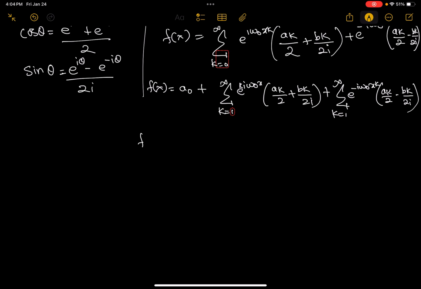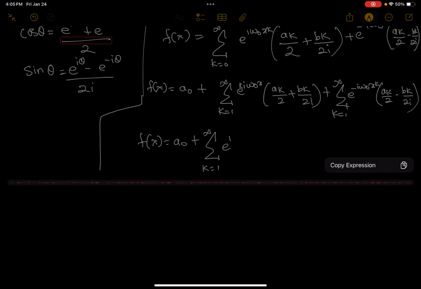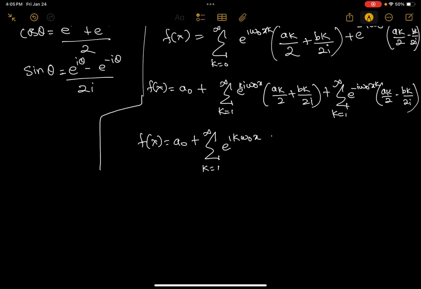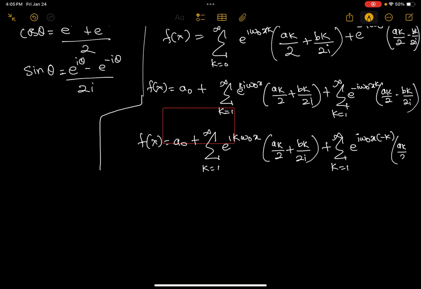I should not be forgetting the k over here, over here, over here. So f of x now becomes a naught plus the sum from k equals 1 to infinity of e to the power I k omega naught x times a sub k by 2 plus b sub k by 2I. Over here, I'm going to write the sum from k equals 1 to infinity of e to the power I omega naught x, and then I'll write it as minus k. And there's some reason for doing that.